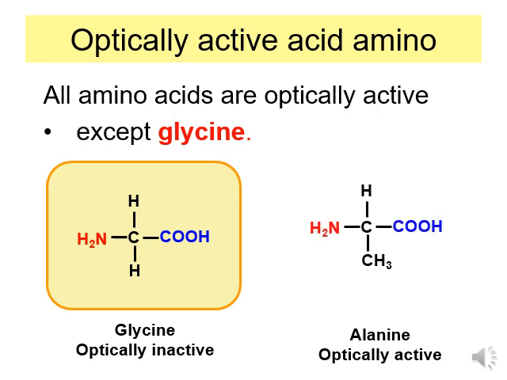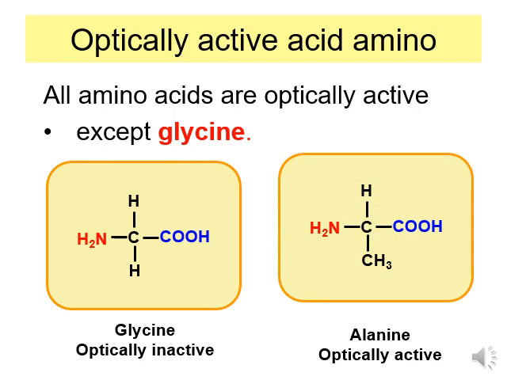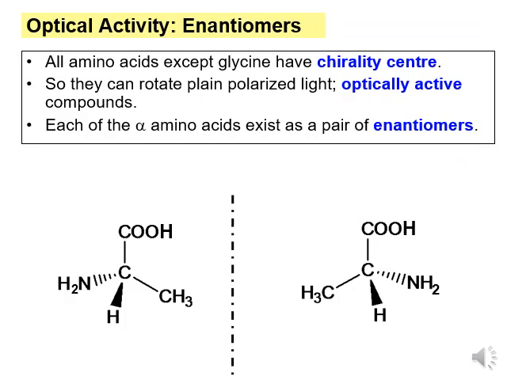Whereas for other amino acids, like the alanine here, it is optically active because it has a chiral center, which is a carbon that is bonded to 4 different groups. And for optical activity and enantiomers, all amino acids except glycine have a chirality center, so they can rotate plane polarized light like an optically active compound. And each of the alpha amino acids exists as a pair of enantiomers.